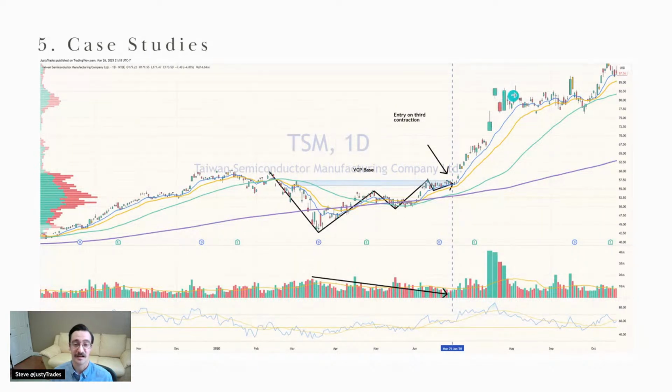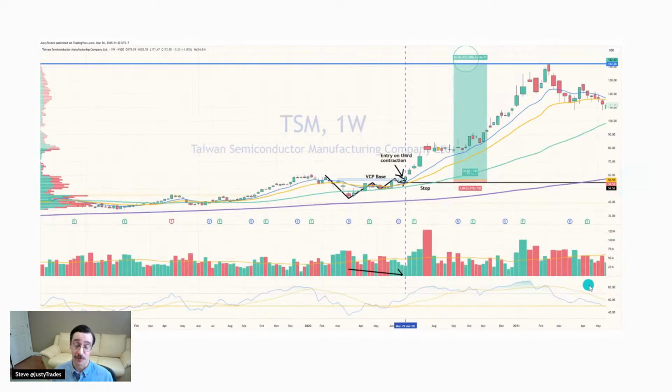I'm happy. And then it starts to base again. This is almost a VCP pattern in and of itself, but we won't talk about that right now. Let's jump to the weekly chart, and boom, there you go. This is what happens with these setups. They are absolutely explosive. This one moved 150% in about half a year, let's call it. Crazy velocity, crazy expansion.